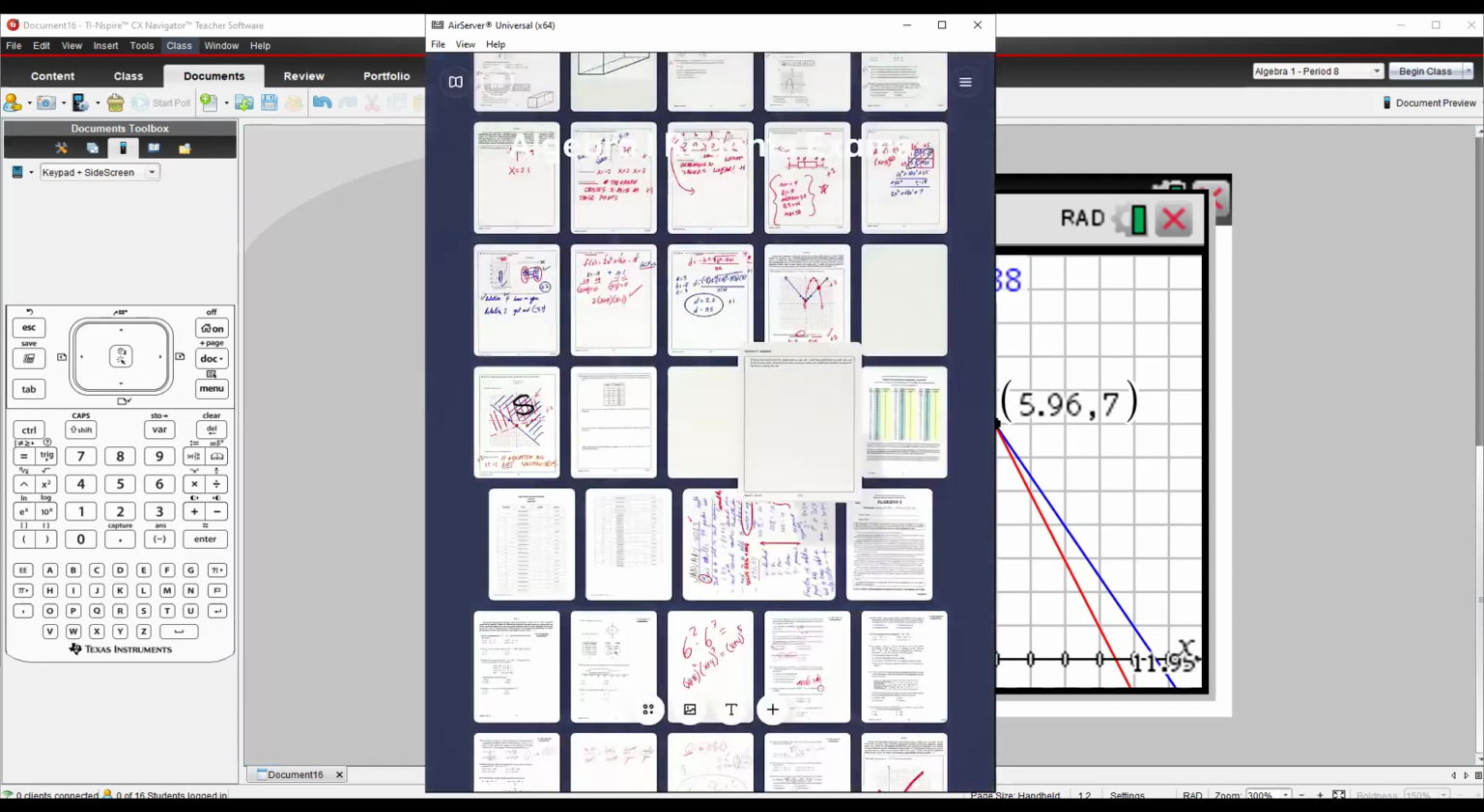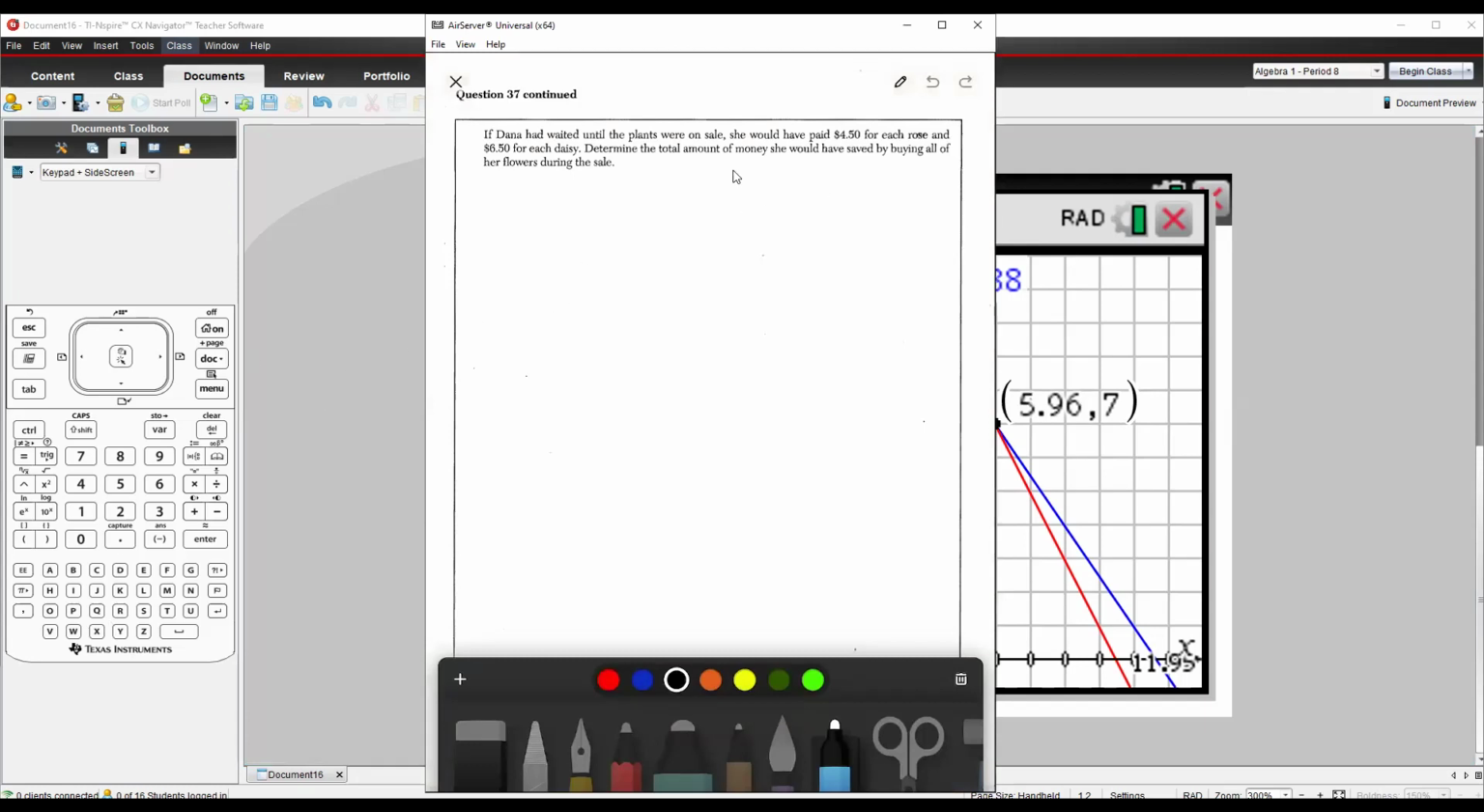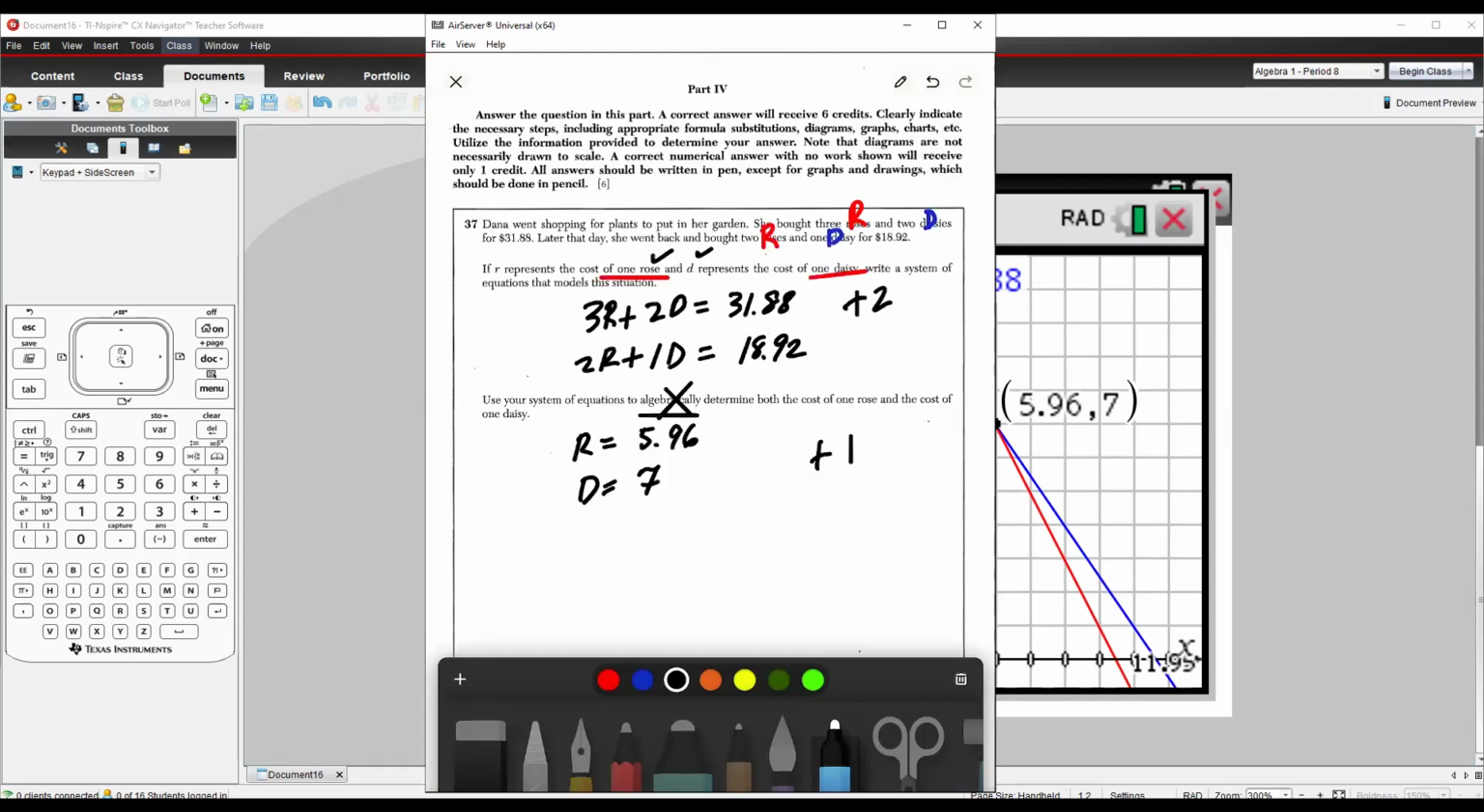It said if Dana waited until the plants were on sale, she would pay $4.50 for a rose. So a rose on sale, I'm going to put sale down here, is $4.50. And then a daisy on sale would be $6.50. So the total number of roses that we have are 5 roses. We have 3 daisies, and this is going to be $50.80. So that's how much we spent total when they were at regular price.